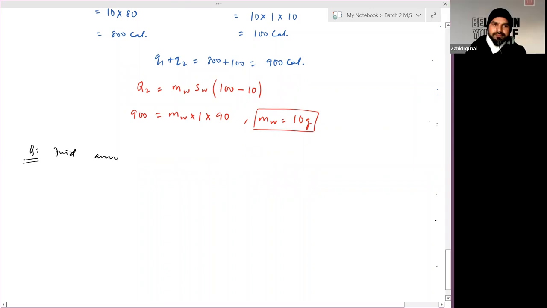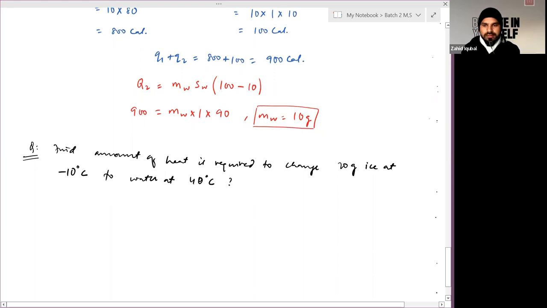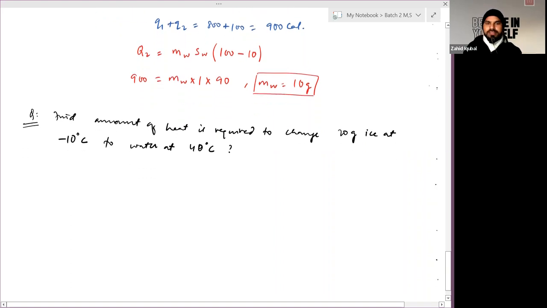Find the amount of heat required to change 20 gram ice at minus 10 degrees Celsius to water at 40 degrees Celsius. First, plot the graph related to this conversion and try to find it.